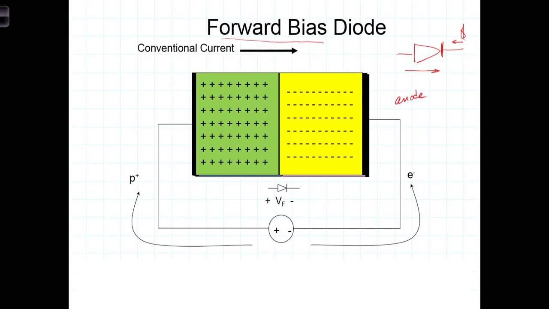Now, bias means an inclination or is subject to. In this forward bias or this inclination, current then, positively charged current, is then free to flow from the positive doped side to the negative doped side and complete the circuit. So in a forward bias, the diode conducts.